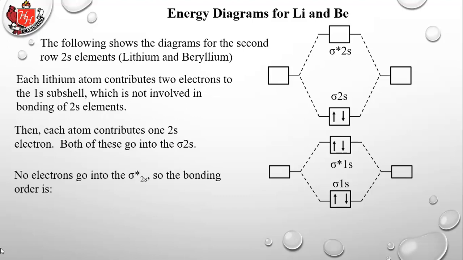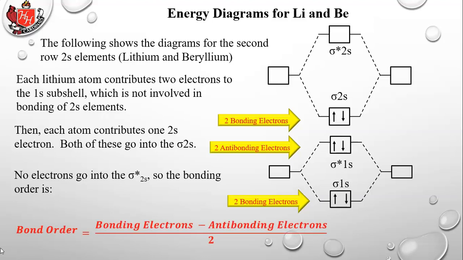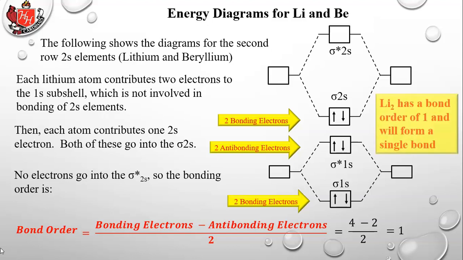So no electrons go into the sigma star 2s, so there's bonding, there's antibonding, and there's bonding. So the bond order is, there's the formula again, 4 bonding minus 2 antibonding, divided by 2, and that gives you 1. So what does that mean? It means there's a bond, and it also means that the lithium molecule, Li2, has a bond order of 1 and will form a single bond. That's what the bond order tells you, how many bonds you will have.